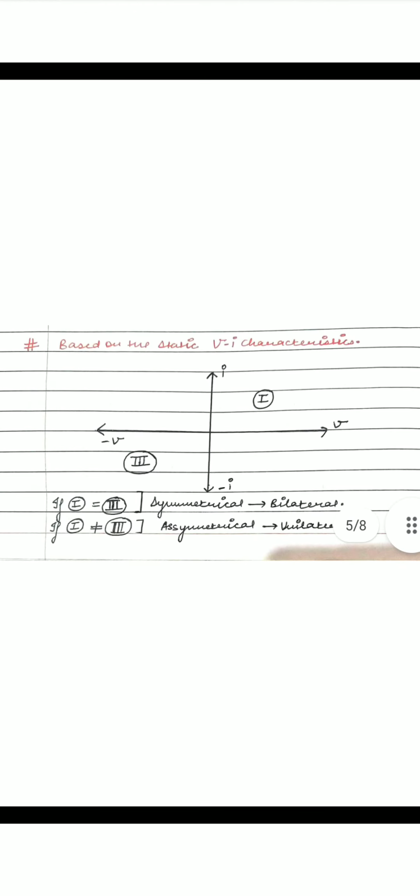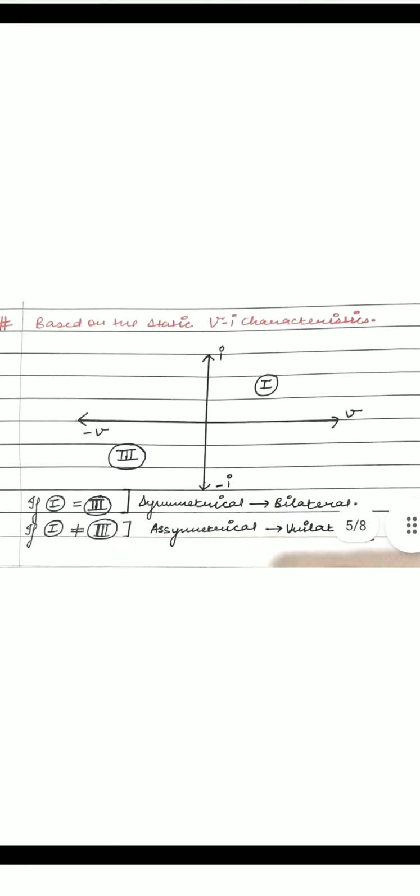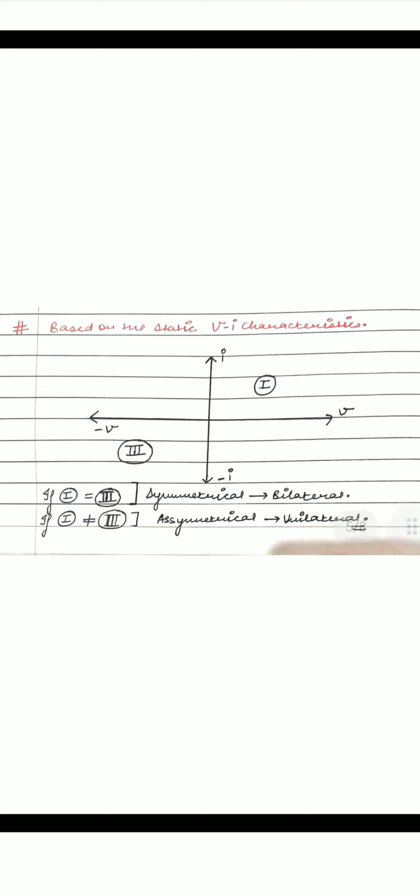Now, based on the static VI characteristics, suppose we have a component A, and the graph of that component is symmetrical in the first and third quadrant, that is, a mirror image, then we can say it is a mirror image.